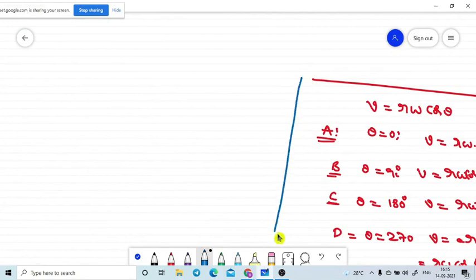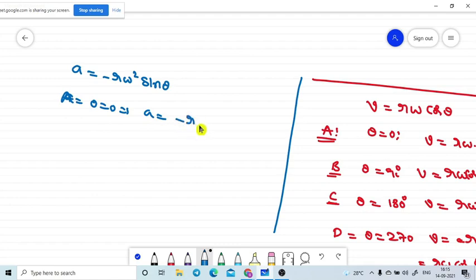So now what is the acceleration formula? A is equal to minus r omega square sin theta. At point A, theta is equal to 0. Then A is equal to minus r omega square sin 0, that is equal to 0.